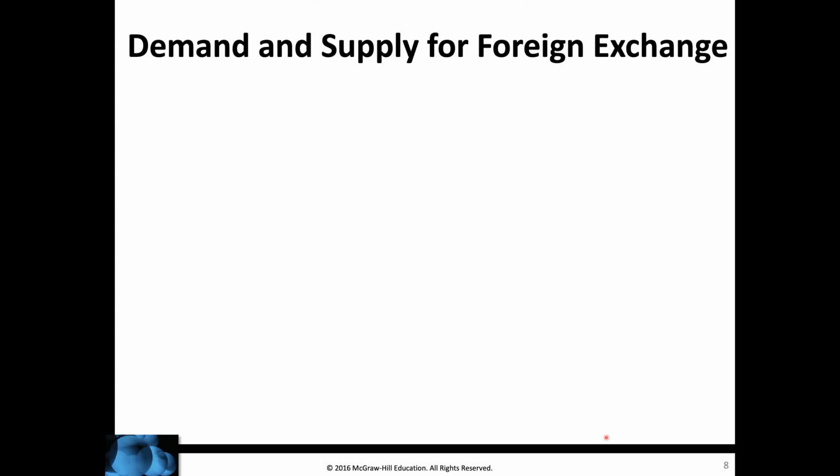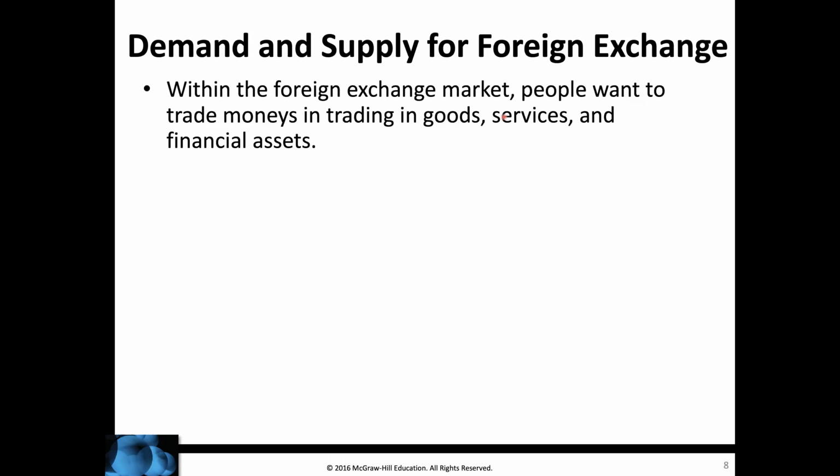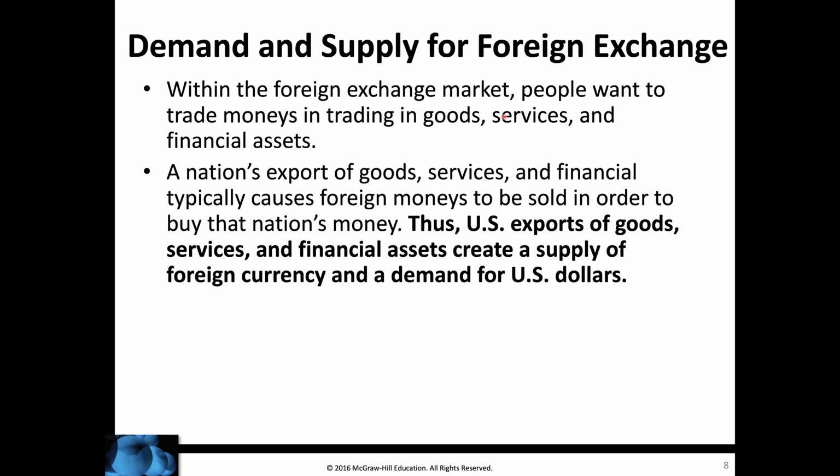Now let's discuss demand and supply for foreign exchange. Within the foreign exchange market, people want to trade monies in trading in goods, services, and financial assets. A nation's export of goods, services, and financial assets typically causes foreign monies to be sold in order to buy that nation's money. Thus, U.S. exports of goods, services, and financial assets create a supply of foreign currency and a demand for US dollars.